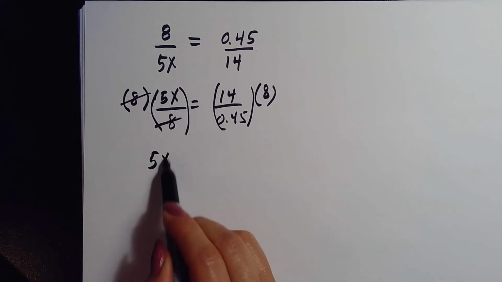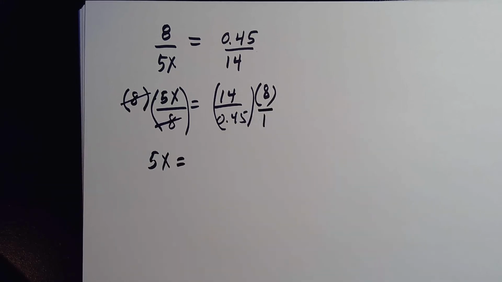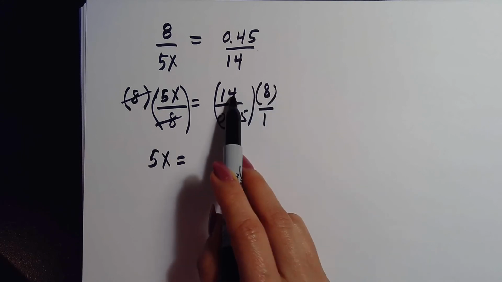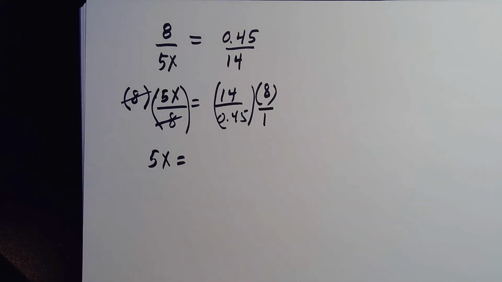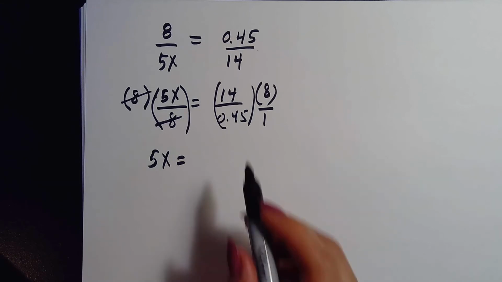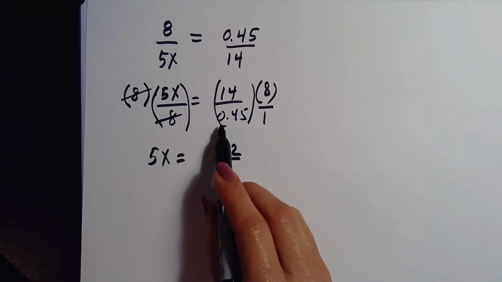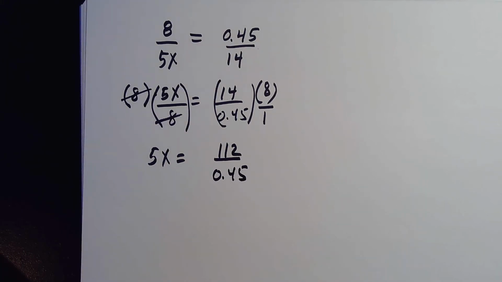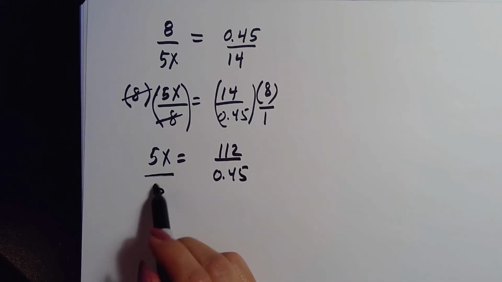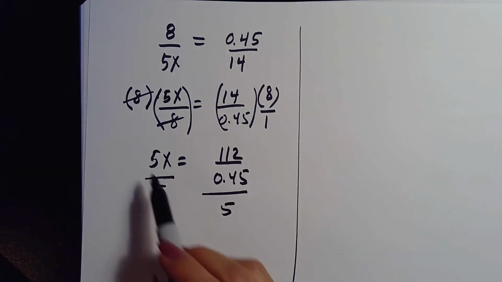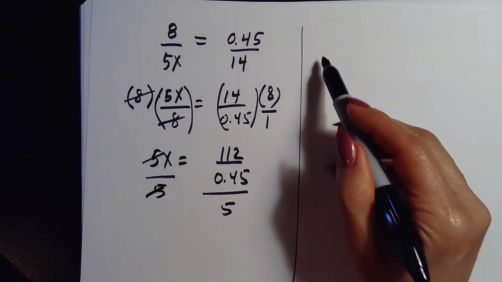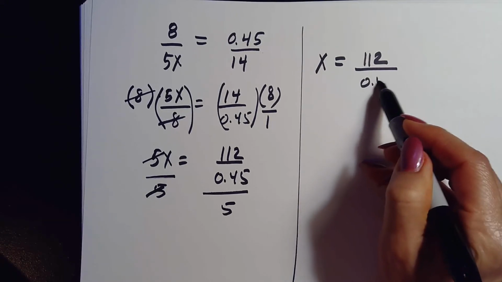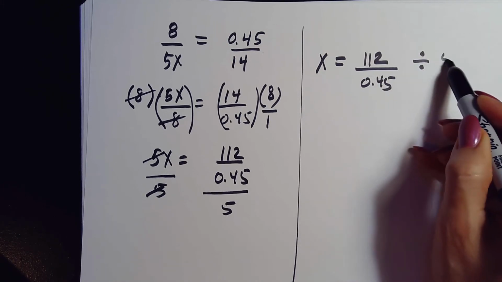Bring down the 5x equals, and remember this is going to be 8 over 1. Here I'm not going to be able to reduce, so I'm going to multiply directly. 14 times 8 gives us 112, and 0.45 times 1 is 0.45. Then you're going to divide both sides of the equation by 5, which gets rid of the 5's. Then you have x equals 112 divided by 0.45, and then that divided by 5.